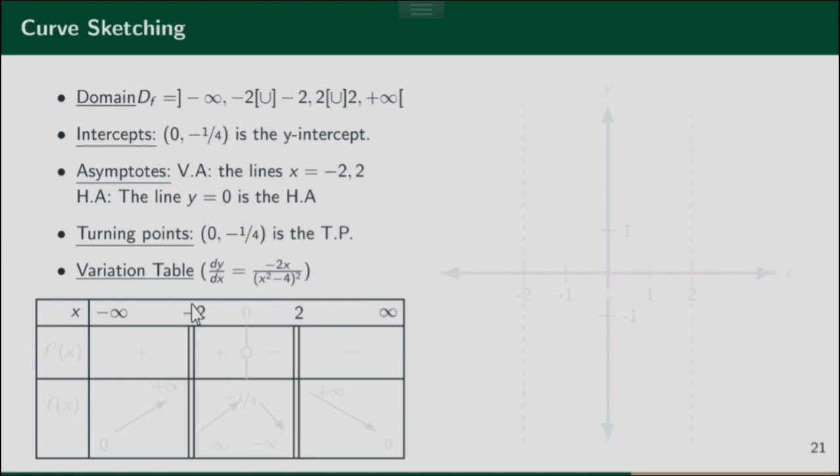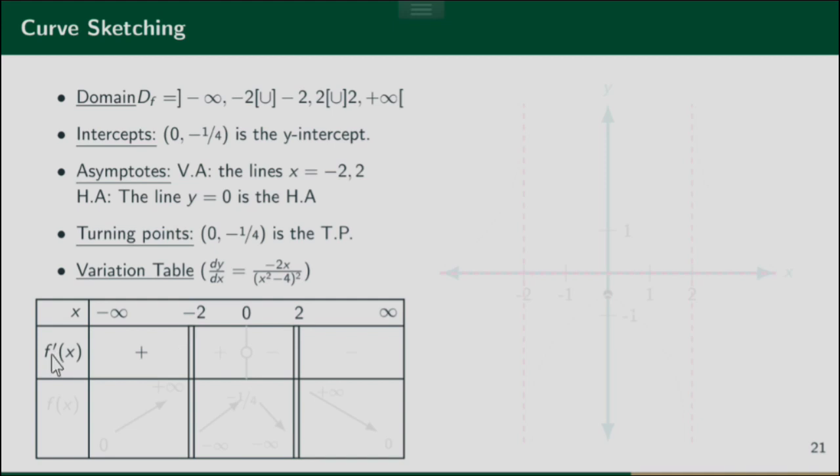I'll use solid lines to show that the graph cannot cut through the vertical asymptote. And now the next thing is that between -2 and 2, I have a very important value, which is a turning point, because at the turning point, the value of x is 0 and y is -1 over 4. So I'm writing only the value of x, so the turning point is at 0.